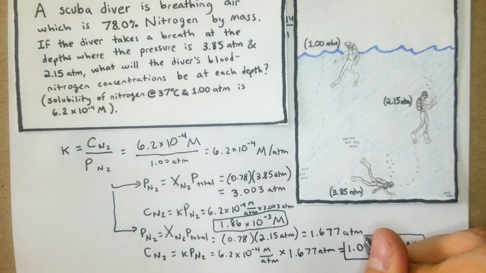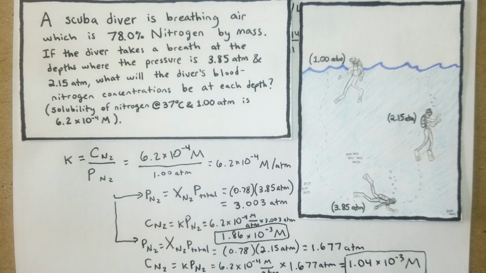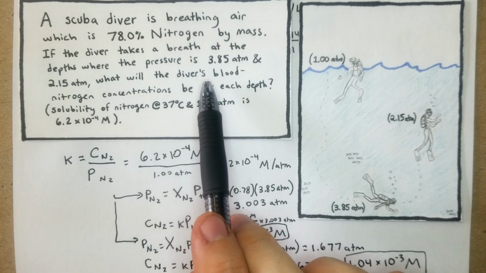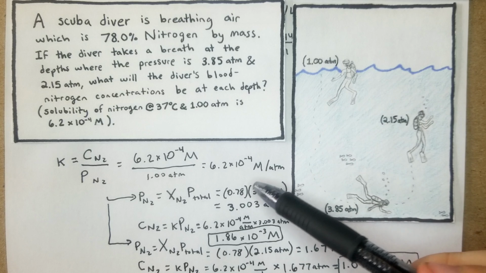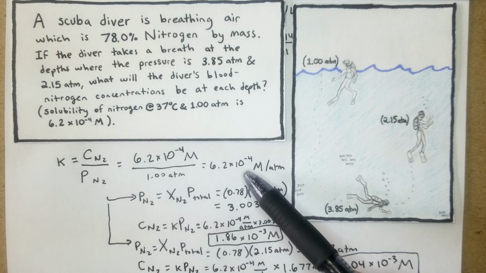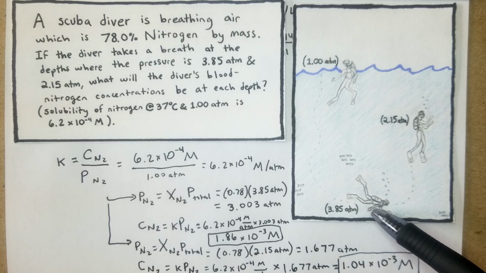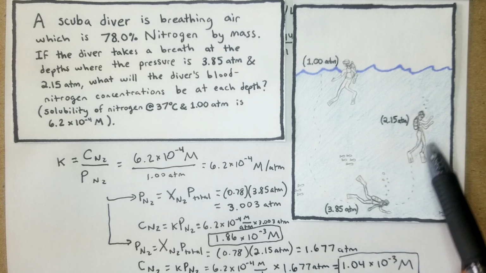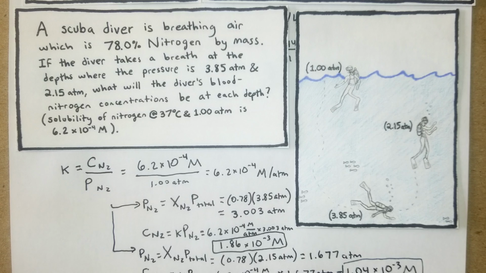And that makes sense. So let's double check what the question's asking. What will the diver's blood nitrogen concentration be at each depth? We already have what it is at the surface, at sea level, 1 ATM. Then we have the lowest depth that the diver goes to, which is 3.85 ATM, and we get 1.86 times 10 to the negative 3. And in the middle, on the diver's way back up to the surface, we have 1.04 times 10 to the negative 3.